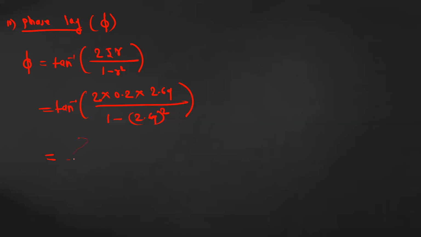So calculate this value. The answer is minus 10.87 degree. Okay. So the negative answer means the actual phase lag is 180 minus this 10.87. Okay. Because the maximum possible phase lag angle is 180. So this is 169.12 degree. So this is the phase lag between the displacement and the exciting force.